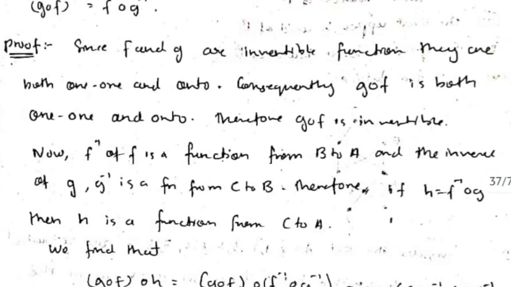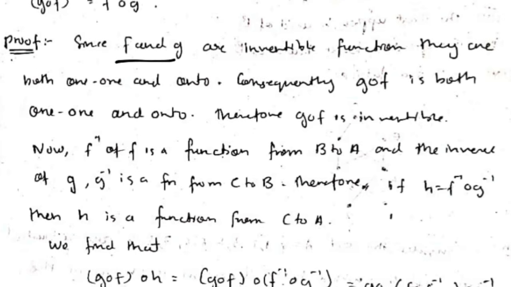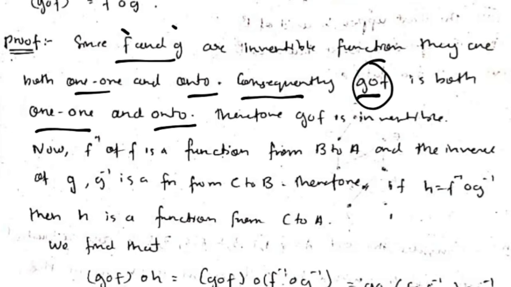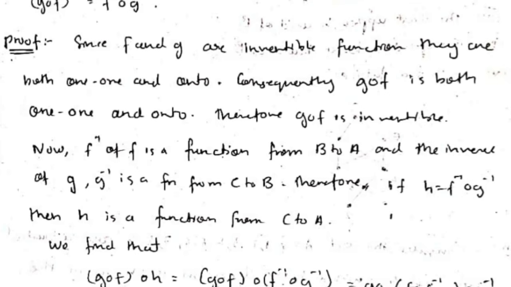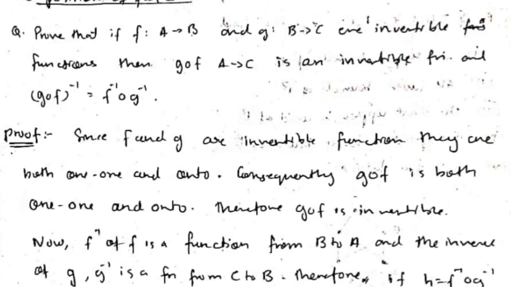For that, since f and g both are invertible, 1 to 1 and onto, consequently g of f is both 1 to 1 and onto, okay. This is one law: if f and g both are onto and 1 1, g of f is also onto and 1 1. When a function is onto and 1 1, that means it's invertible, okay. So g of f is invertible. Next we have to prove (g of f) inverse is equal to f inverse o g inverse, okay.